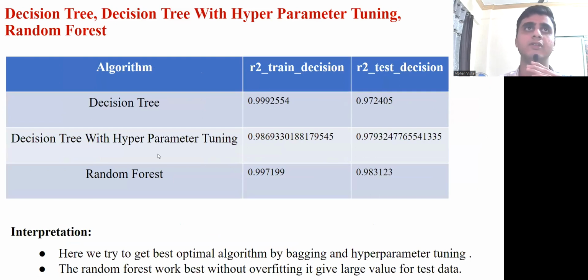On the decision tree, we apply hyperparameter tuning, and we can see that the score was 99.99 on train and 97 on test. Because there was a 2% difference between train and test data, we went with hyperparameter tuning, and the difference has reduced. So the overfit has also reduced, and random forest is the best algorithm, which gives the highest score on train data and also the highest on test data. So our best algorithm is random forest.